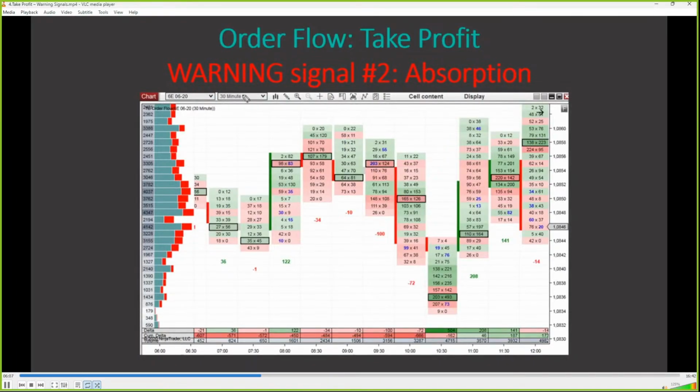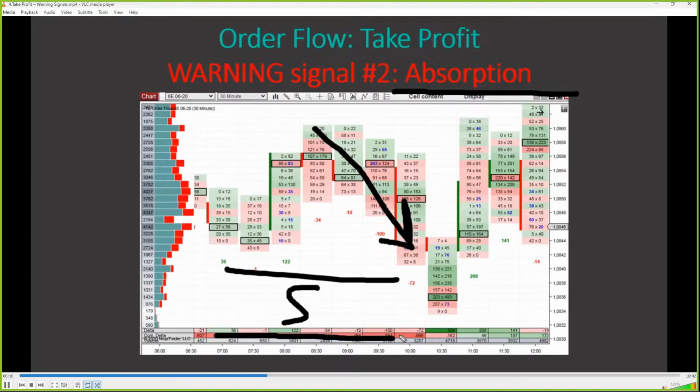Now the second warning signal is the absorption. Imagine you are short. Imagine this is a support somewhere in here. You're trading your position and you want to quit it somewhere in this support. Now, imagine you're greedy. You want to get as much from the trade as possible. So you're still in the short, but then you see a huge number pop up on bid as well as on ask. That's a sign of absorption, which got formed within the support zone.